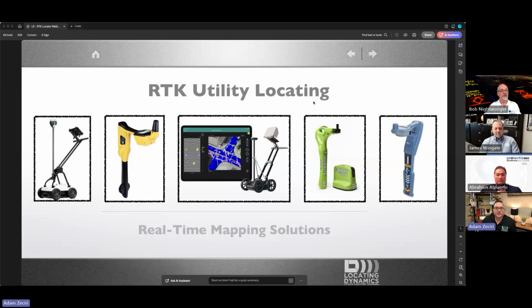All right, so everyone should be able to see my screen here. We're going to do this as a PDF. So without further ado, RTK utility locating. What are they? How do we use them? RTK is a mapping solution using satellites and land-based corrections currently, and it's not exclusive to locator wands, but pretty much every major manufacturer out there, Vivax, Subsite, RD, has an RTK solution today.